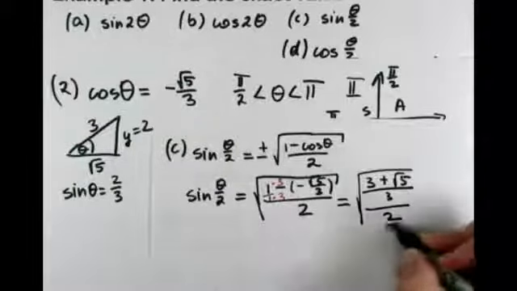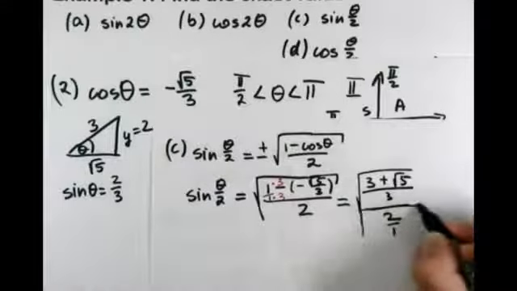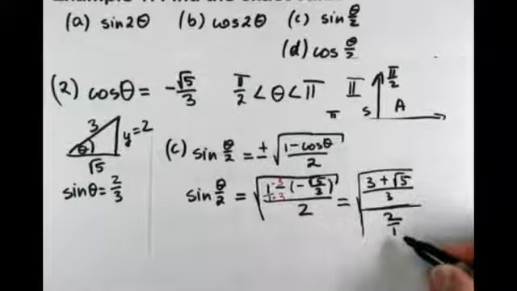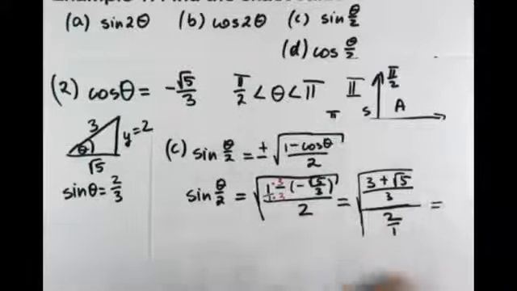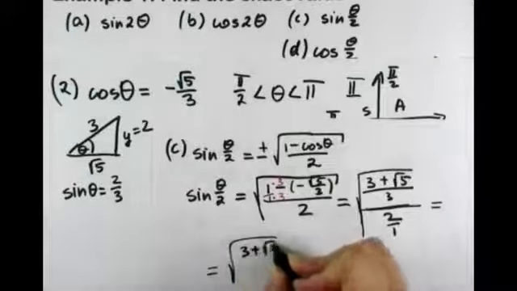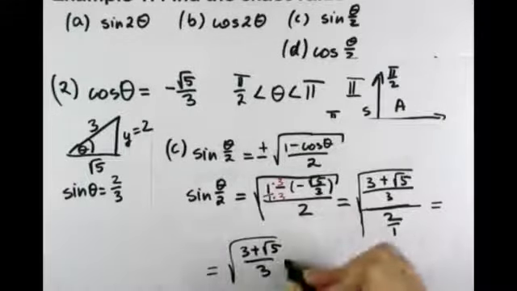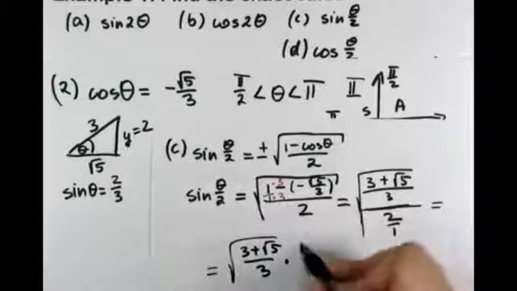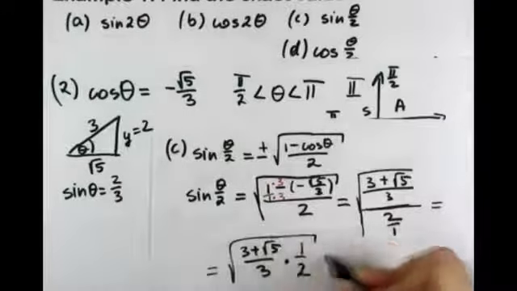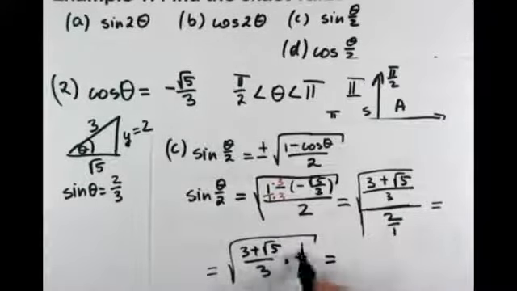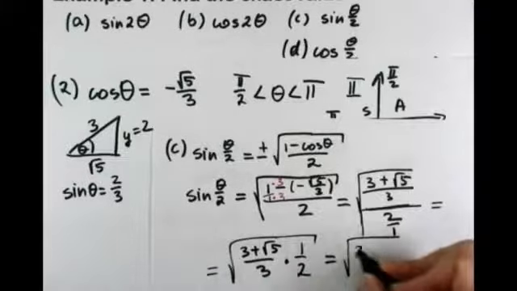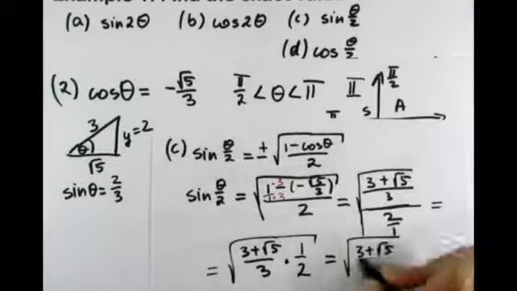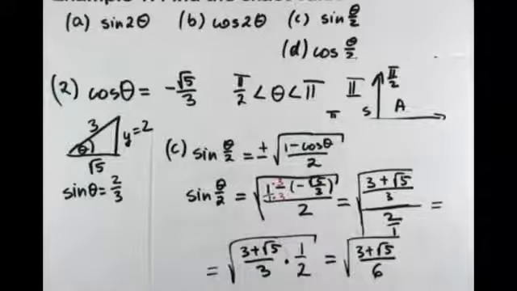Over 2 is like 2 over 1. To divide by a fraction means multiply by its reciprocal. So this is equal to square root of 3 plus root 5 over 3 times, flip the fraction, 1/2. So this one times anything else is that anything else. So I have square root of 3 plus root 5 over 6.